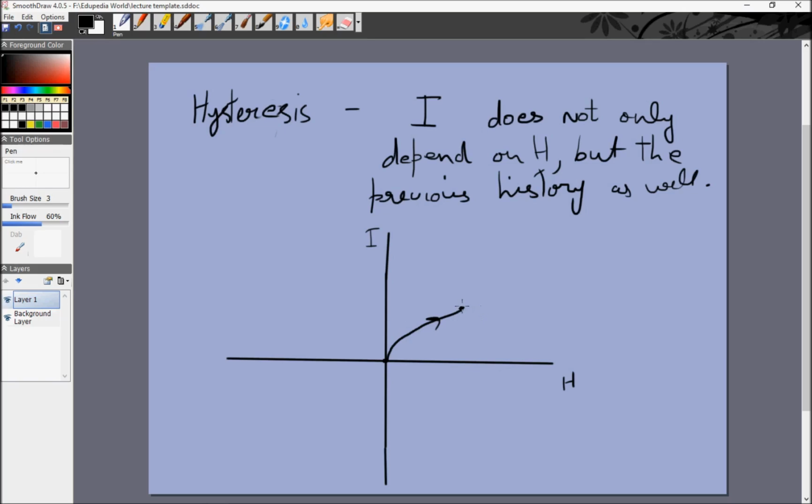So if we start bringing it back, it will actually come through something like this. Actually, let me make a better figure. Yeah, it would go something like this, and while coming back it might come something like this. So we bring the magnetic intensity back to 0, but the magnetization is not 0, and this point is called IC. It is called the retentivity.